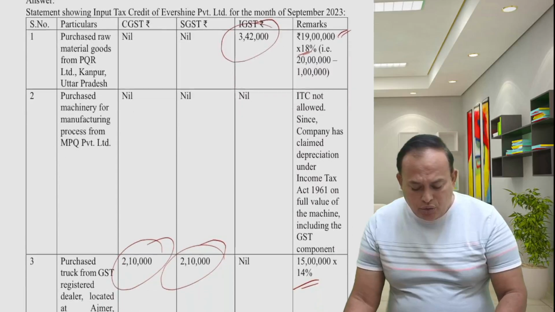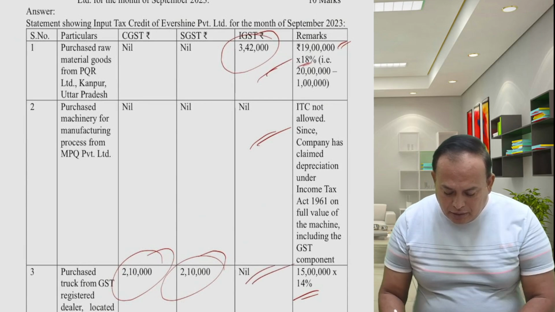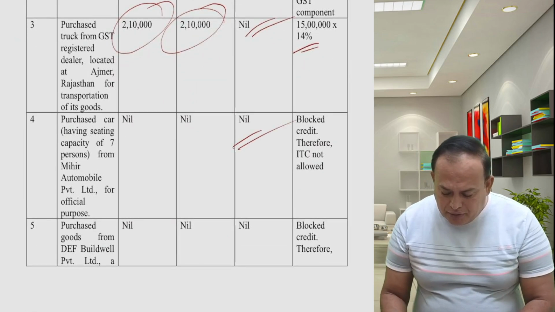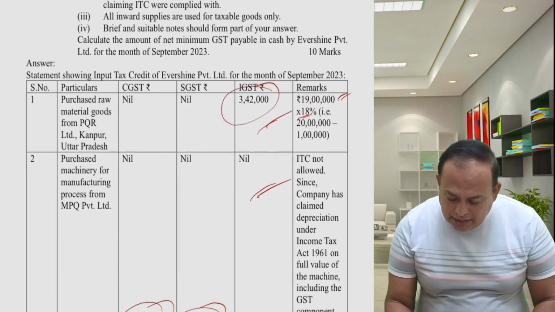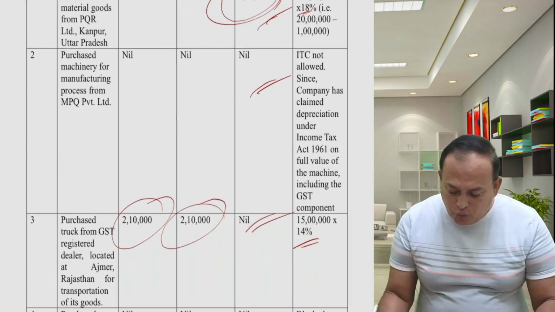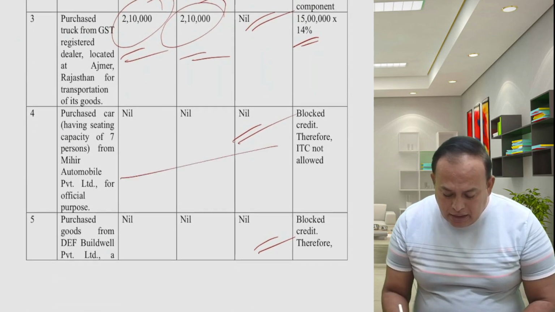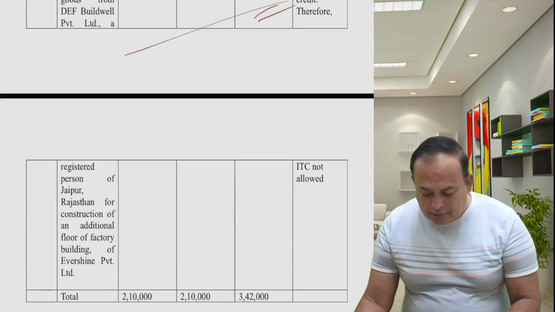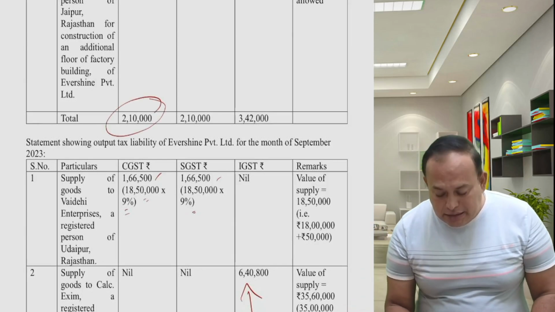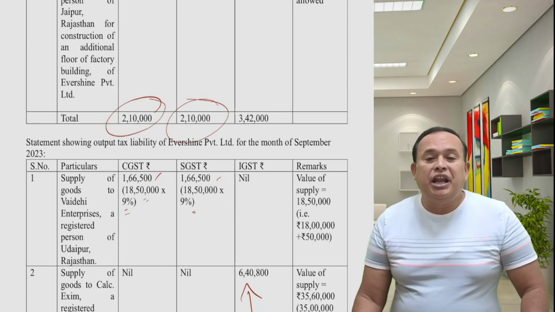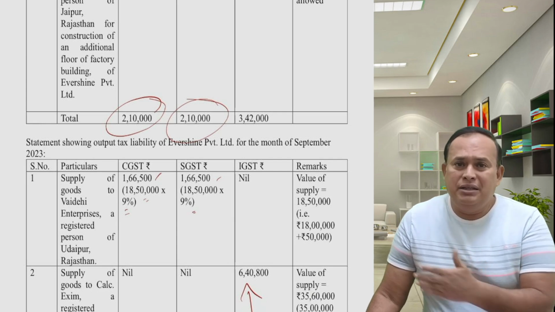Now here I have shown to you, see, if you refer here, my dear friends, first point ITC inward supply, second point no ITC, third point yes there is ITC allowed, then fourth point no ITC, fifth point also no ITC because of blocked credit. So we got input tax credit without opening balance: 2,10,000 CGST, 2,10,000 SGST and IGST 3,42,000. Then we have to add the opening balance also in the given case.